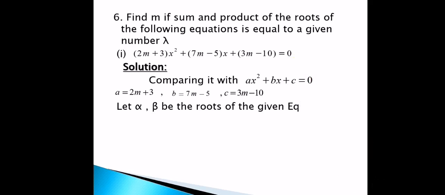Let alpha, beta be the roots of the given equation, then the sum of roots will be alpha plus beta, and from the formula point of view it is equal to minus b by a. So putting the values of b and a in this relation, we just get minus bracket 7m minus 5 whole divided by 2m plus 3. Similarly, we will find out the product of roots alpha beta as c divided by a, which will be equal to 3m minus 10 whole divided by 2m plus 3.